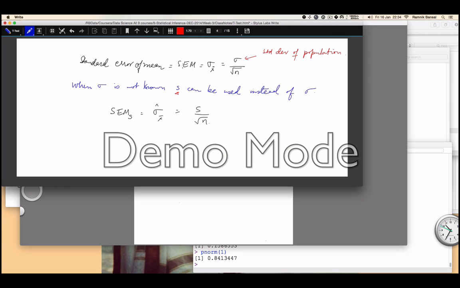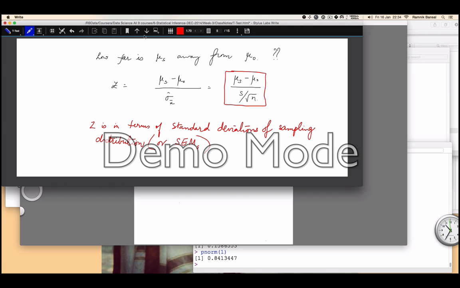So now standard error of the mean is given by sigma upon square root of n. When sigma is not known, then s can be used instead of sigma. All right, so I say s upon square root of n. We have already covered this. So now how far is this mu sample away from mu zero? How do we know that?